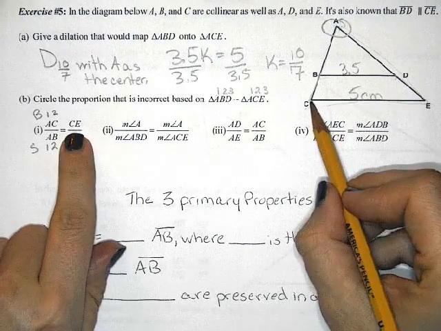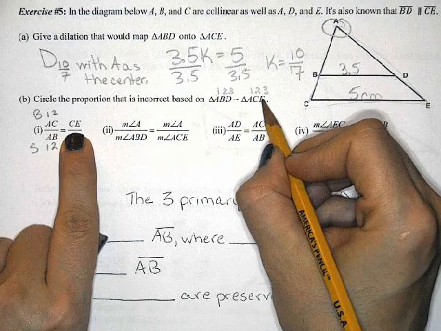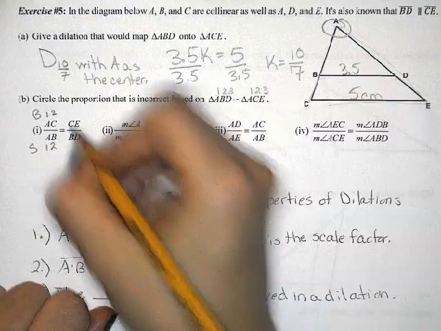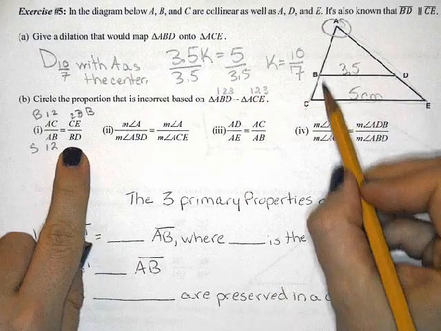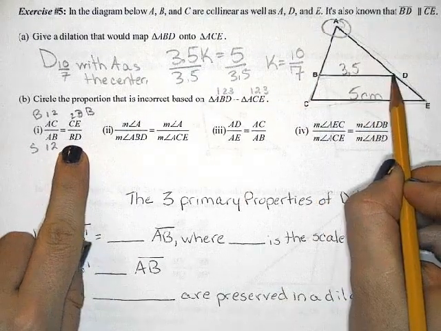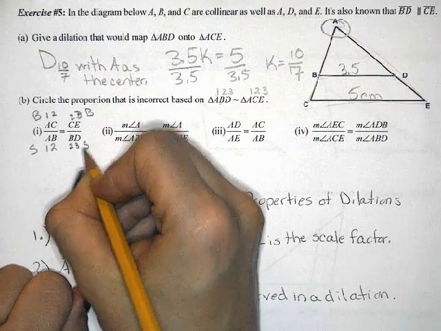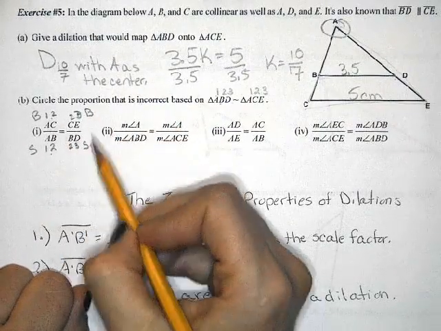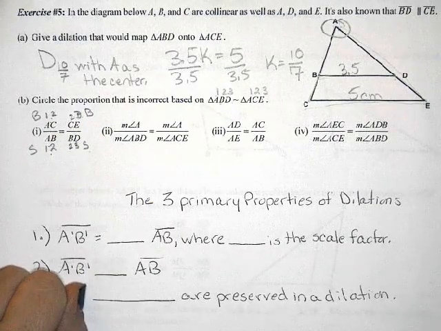Let's check here. C to E, yep, that's the big, and C to E is 2, 3. This is 2, 3, and this is the big. And then we have BD, yep, that's the small, and B to D, yep, that's 2, 3. So we had big over small equals big over small, and they are the corresponding sides.